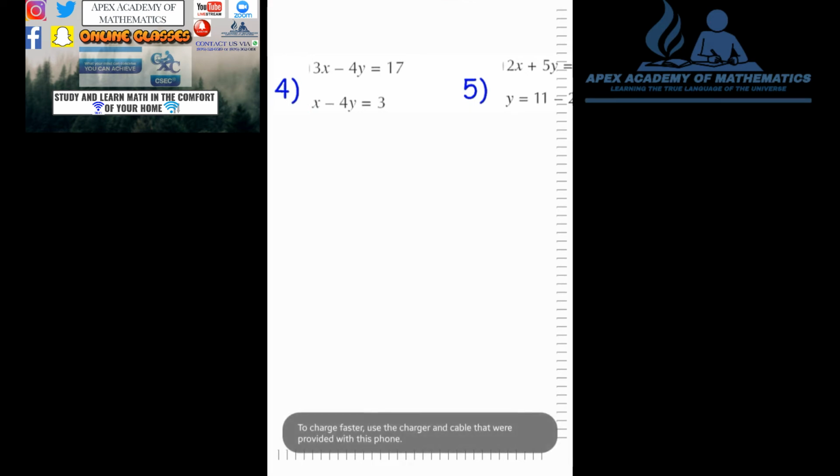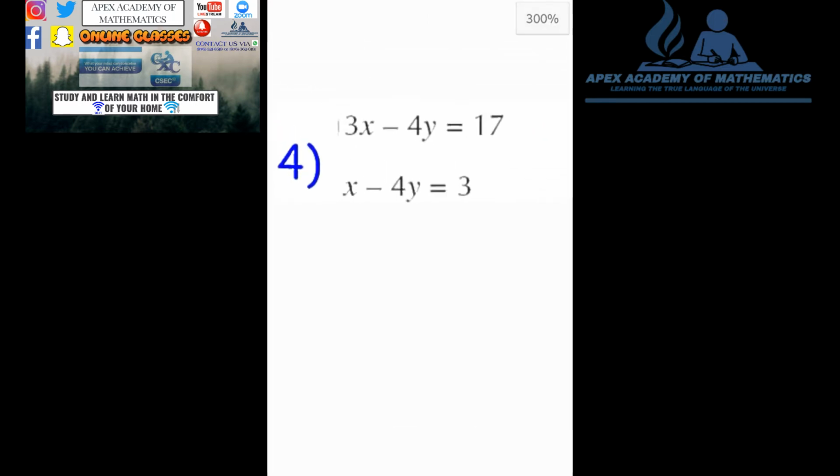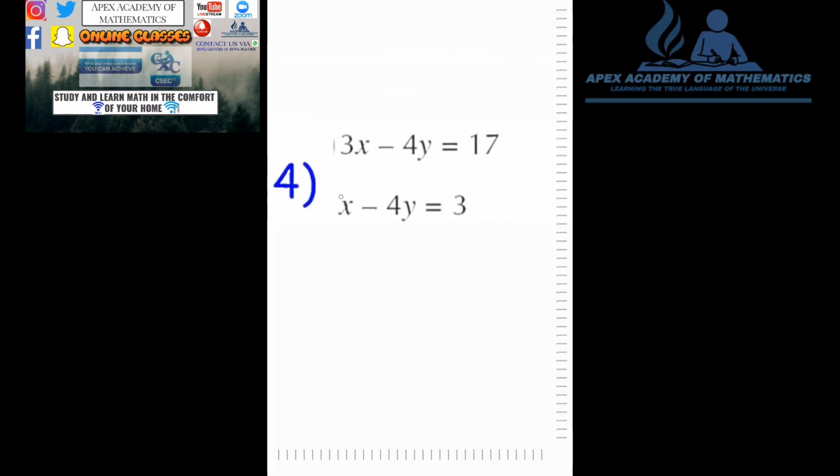Okay, so here's where you can easily recognize when the substitution method is best applicable. You recognize that it is best applicable when you have a variable in the equation that doesn't have a number in front of it.